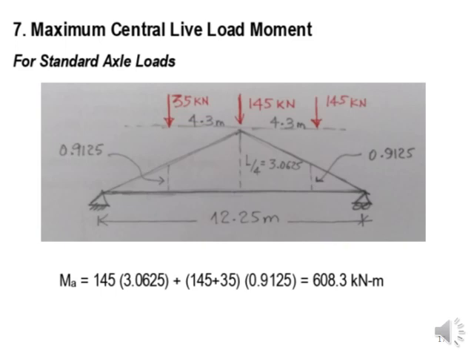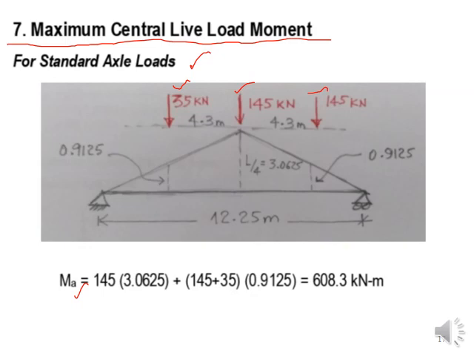Now comes longitudinal distribution. Okay, so number 7, maximum central live load moments. This is the maximum effect of the live load moments. For that you are going to use the HL93 H2 loading, the standard axle load and the simple tandem loads. The standard axle load will be 35 kilonewtons for the front wheel, and 145 for the other 2 rear wheels. You are familiar with these.